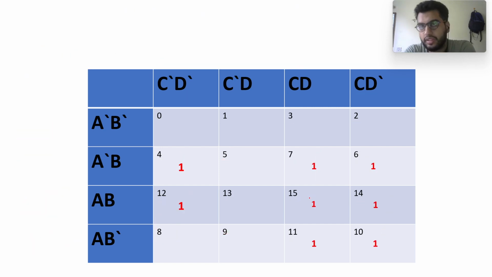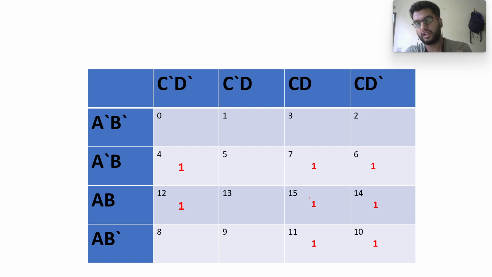Now we have to look for the implicants, prime implicants, the largest possible implicants that can cover all the minterms. In a 4 cross 4 K-map, the largest possible is the whole K-map, that is, all 16 boxes. So it's not possible to cover because the rest of them are not equal to 1.